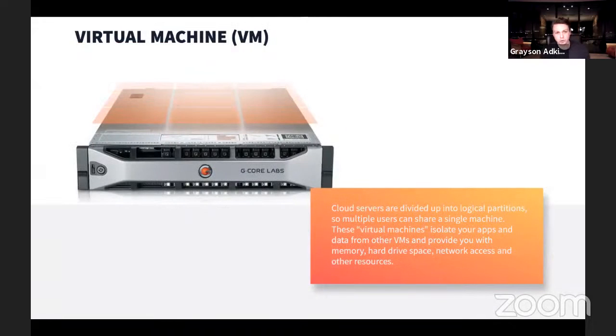So for example, a server gets divided up into multiple virtual machines. They allow you to isolate your apps and your data from other VMs, and then provide you with memory, hard drive space, network access, etc., just for you. So that means multiple tenants can coexist on this one physical machine.